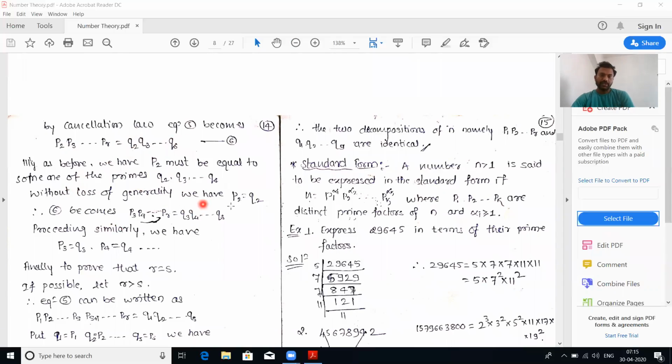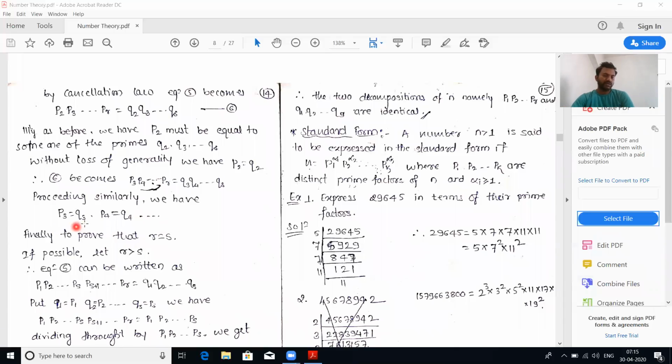So what we are getting is P2 equal to Q2. Then for equation 6, again apply the cancellation law. P2 and Q2 get canceled. We are getting P3, P4, and so on up to Pr equal to Q3, Q4, and so on up to Qs. Proceeding in this way, we are getting P3 equal to Q3, P4 equal to Q4, and so on.